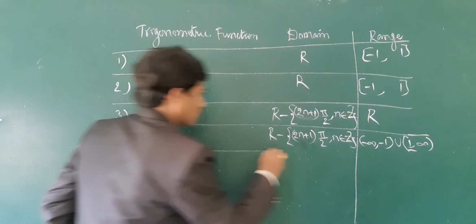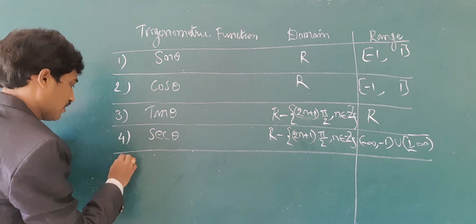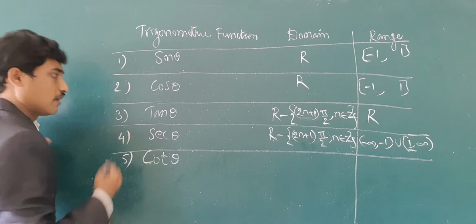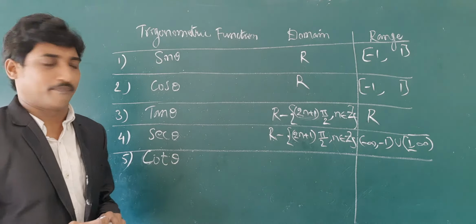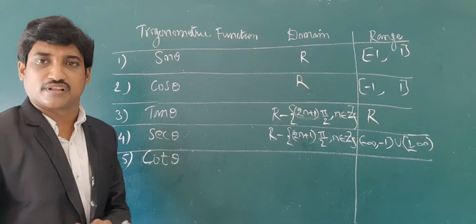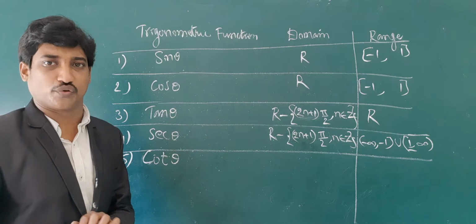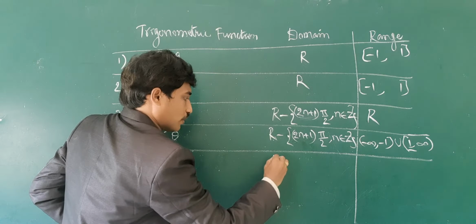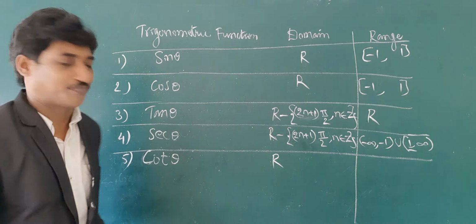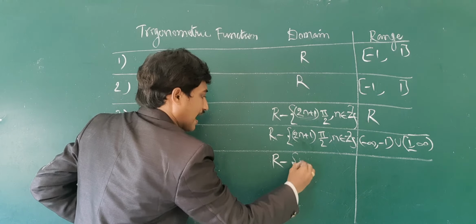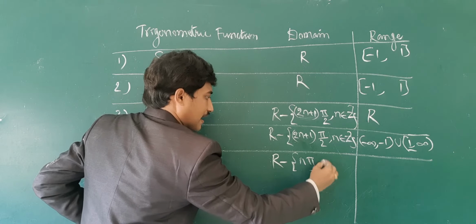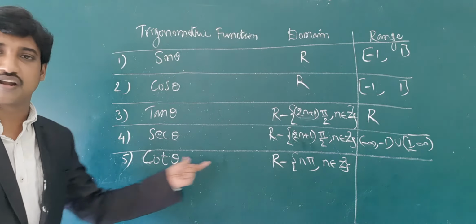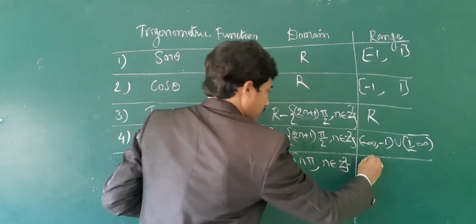Next, cot theta. Cot theta is nothing but x by y, so it is undefined when y is 0, that is, at n pi. So the domain of cot theta is R minus {n pi, n belongs to Z}. The range of cot theta is R, any real number.